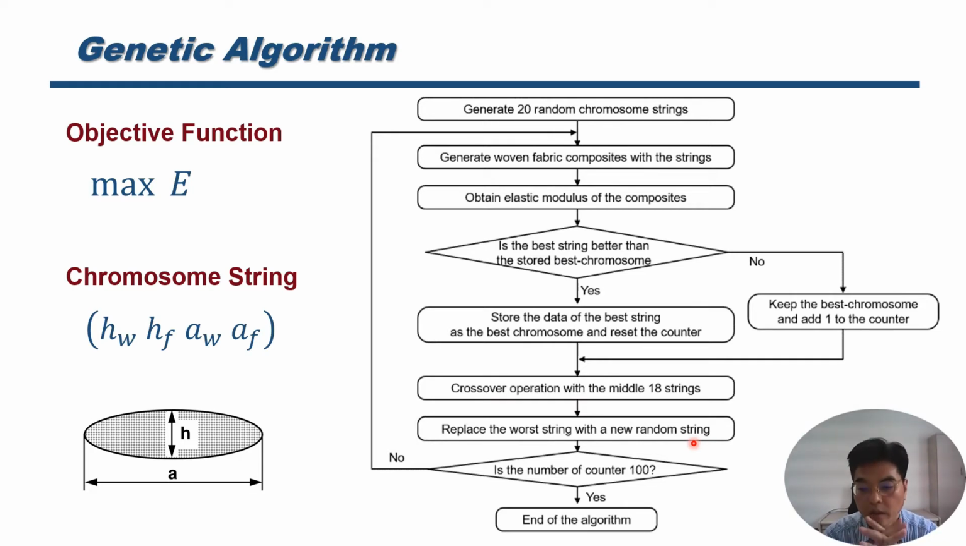In the genetic algorithm, typically they use a mutation process, but we didn't use a mutation process. Instead, we used some kind of replacement process, in which the worst string was replaced with a new random string. Random string means that the components of the string are random numbers. So if the best string is not changed for 100 times, then the algorithm will be finished.